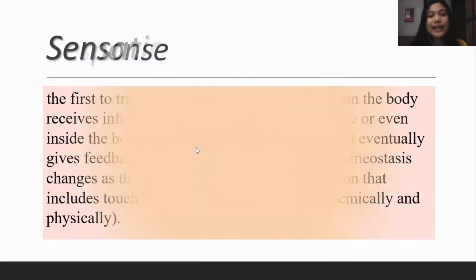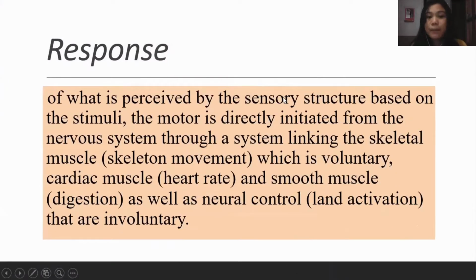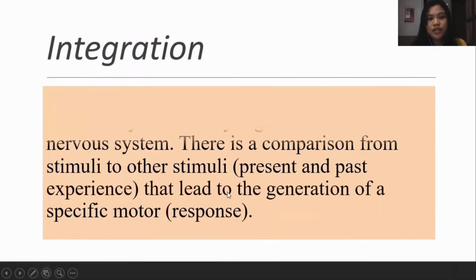The second one is the response. Response of what is perceived by the sensory structure based on the stimuli. The motor is directly initiated from the nervous system through a system linking the skeletal muscle or skeleton movement, which is voluntary, cardiac muscle or heart rate, and smooth muscle or digestion, as well as neural control or gland activation that are involuntary. And the last one is the integration.